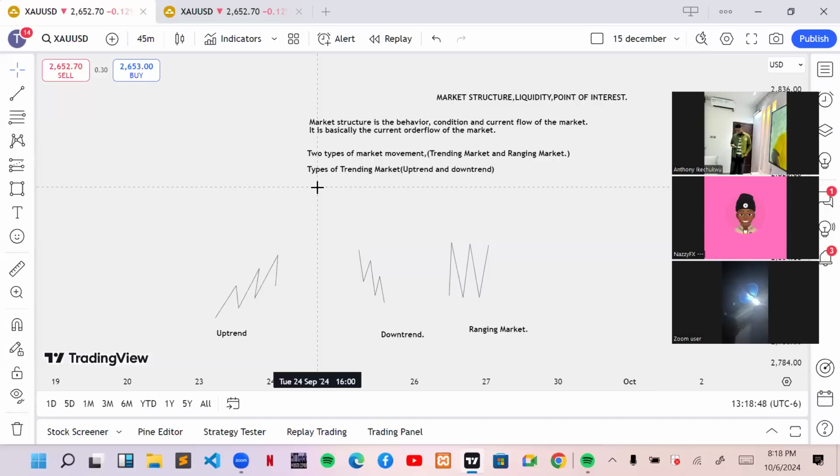So a market structure shift is an indication that the current trend is about to end and a new one is about to begin in the opposite direction. So that is what market structure shift is.